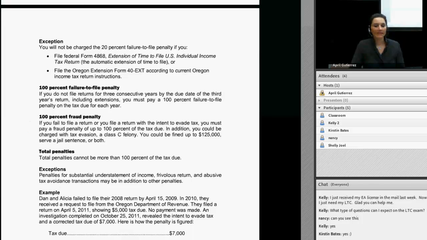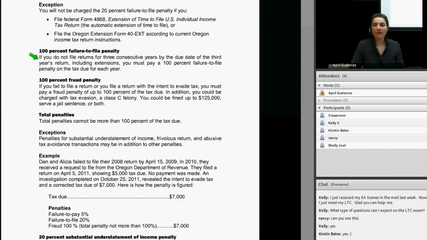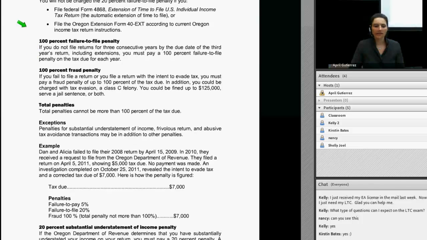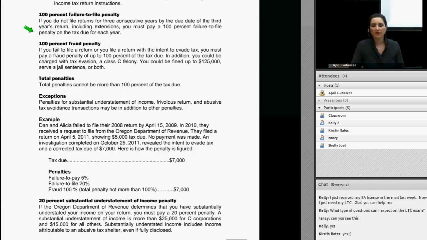Exception. You will not be charged the 20% failure to file penalty if you file a federal Form 4868 extension of time to file, or you did the Oregon equivalent. But we're not done. 100% failure to file penalty. If you do not file returns for 3 consecutive years by the due date of the 3rd year's return, including extensions, you must pay a 100% failure to file penalty on the tax due for each year.